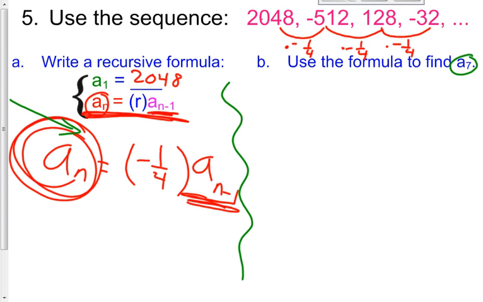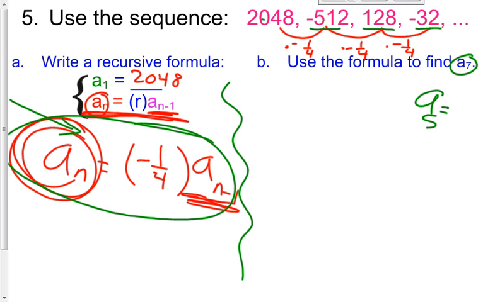So we know the first, the second, the third, the fourth, but we don't know the 5th. So we're going to start off by saying, what is the 5th term? A sub 5 equals what number? Well, I can find a sub 5 using this formula. A sub 5 equals a negative 1/4 multiplied by the value of the previous term, which is a sub 5 minus 1, which is a sub 4.